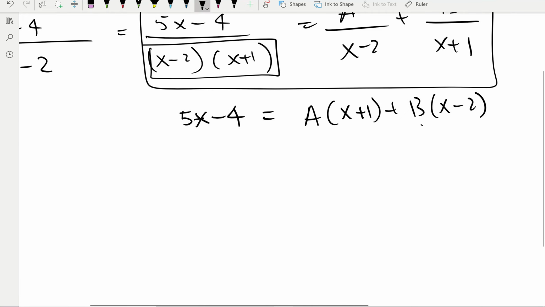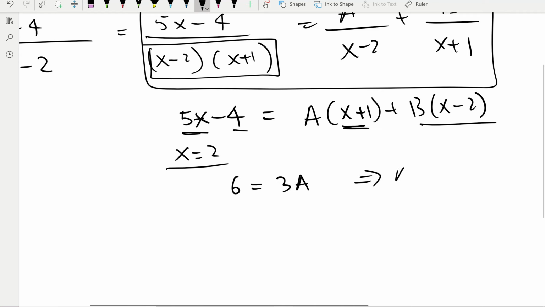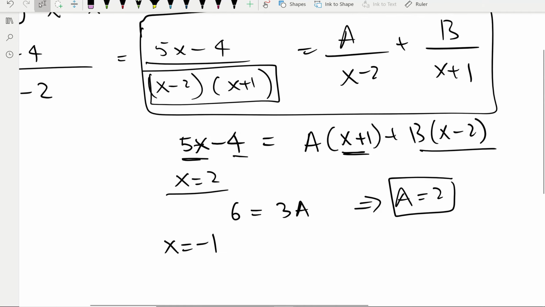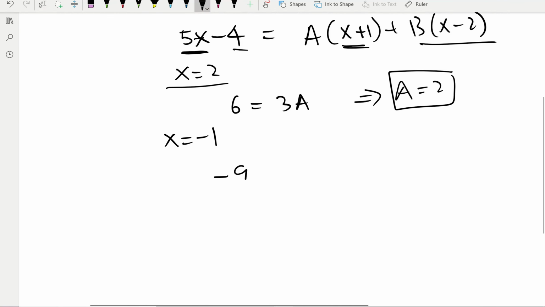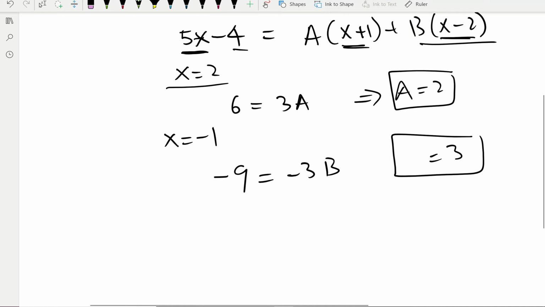Let's choose the magic number x equals 2. When x is equal to 2, 5 times 2 is 10, 10 minus 4 is 6, 2 plus 1 is 3. So A is going to be 2. Now if you use the magic number x equals negative 1, negative 1 times 5 is negative 5, negative 5 minus 4 is negative 9, negative 1 minus 2 is negative 3. So B is 3.